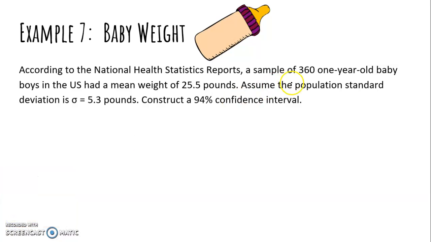So first, check. It doesn't say it is normally distributed, but the sample size is 360, which is well over 30, so we're good there. And we know the population standard deviation, so we can use our formula x bar plus or minus the critical value times the standard error, which is sigma over square root n. And there should be a bar over that x.